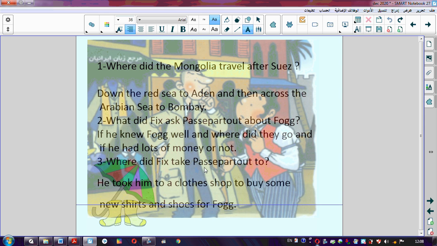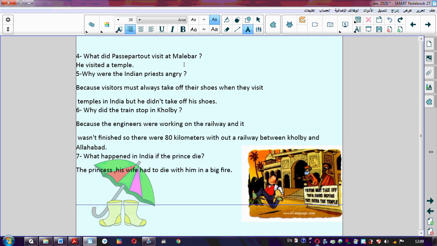Where did Fix take Passepartout to? He took him to a clothes shop to buy some new shirts and shoes for Mr. Fogg. What did Passepartout visit at Melbourne? He visited a temple. Look at that temple. Passepartout here visits this temple in Melbourne. But there is something bad that he does. What is this something?